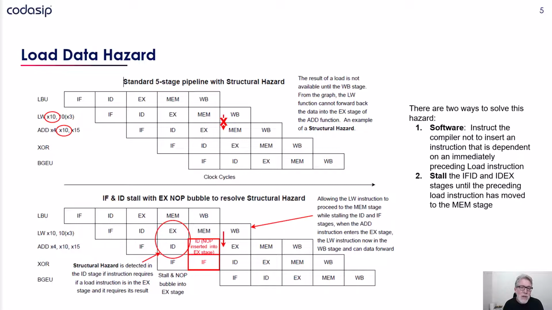One is via software, where you tell the compiler not to insert an instruction immediately after the load that requires the result of the load. Find another useful instruction to place in that slot. The drawback of this operation is if I took binary code that was compiled on a different computer for RISC-V, which did not insert a different type of instruction immediately after the load, it might not work on my machine because of this particular hazard.